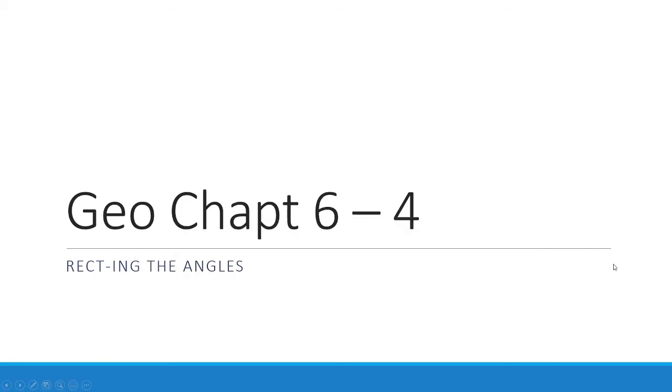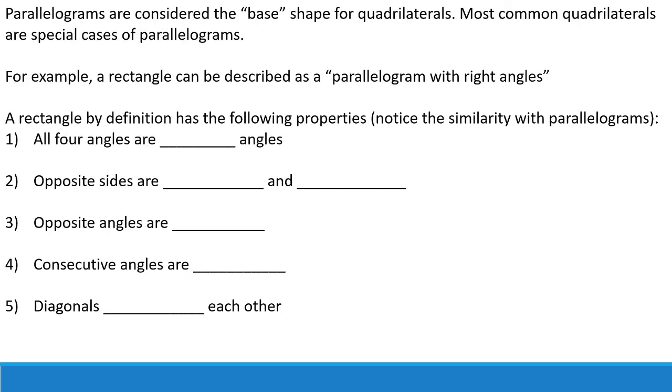This is going to be a video on section 4 of chapter 6, which is about getting into rectangles. So parallelograms, like I said, are the basic shape of quadrilaterals. They're kind of like the parent shape. And aside from kites and trapezoids, they're basically the parent of the other quadrilaterals we're going to be going into. So the first one up is a rectangle.